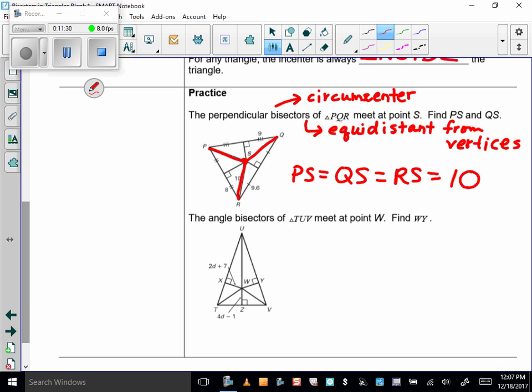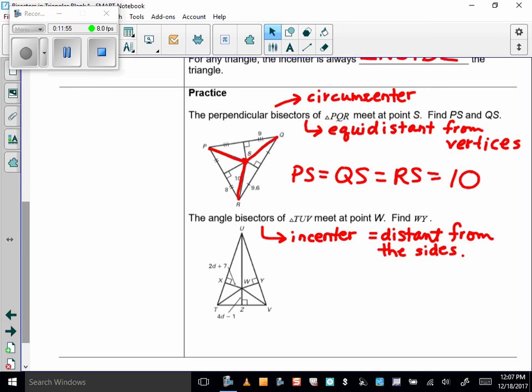Oh, look, this one, we got the angle bisectors. What's that point of concurrency? That's the incenter. And what does the theorem about the incenter tell us? It tells us that the incenter is equidistant from the sides of the triangles. So there's your hint. Stop right there and work this problem and the next one.